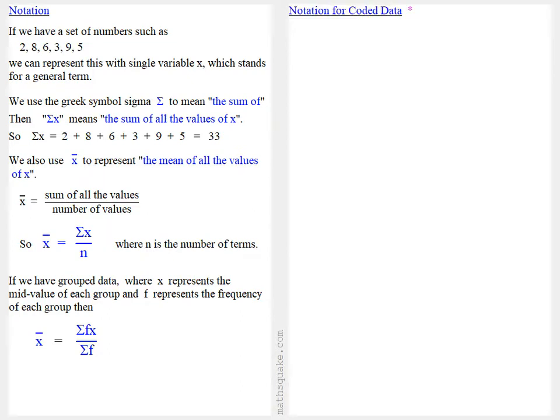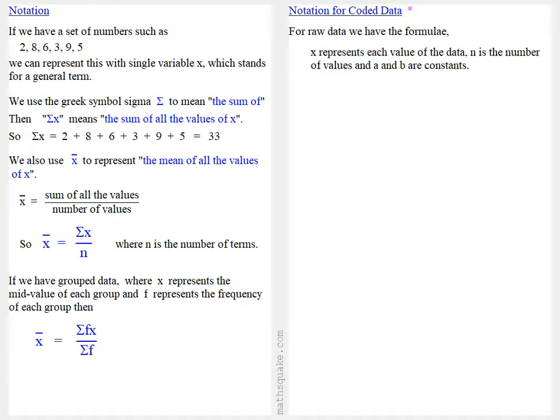Now we can use this notation for coded data. However, in the formulae below, I wouldn't suggest you try and learn them. For raw data, we have the formulae. X represents the values of the data, n is the number of values of data, and a and b are constants. Then we have x bar is equal to sigma x minus b over n plus b. This says if we code the data by subtracting b from each of the variables to find the coded mean, we can add b back on at the end to get the mean.